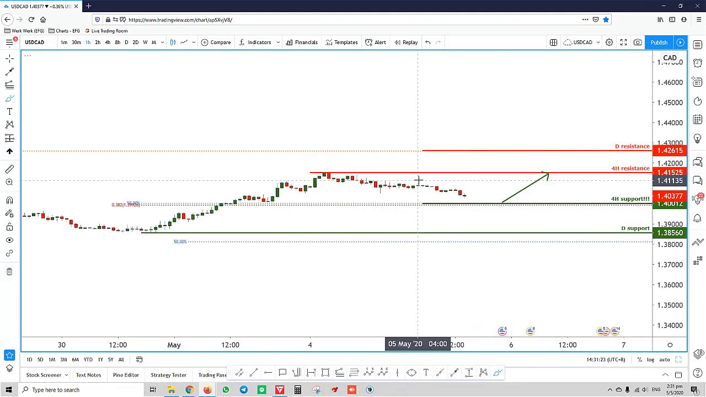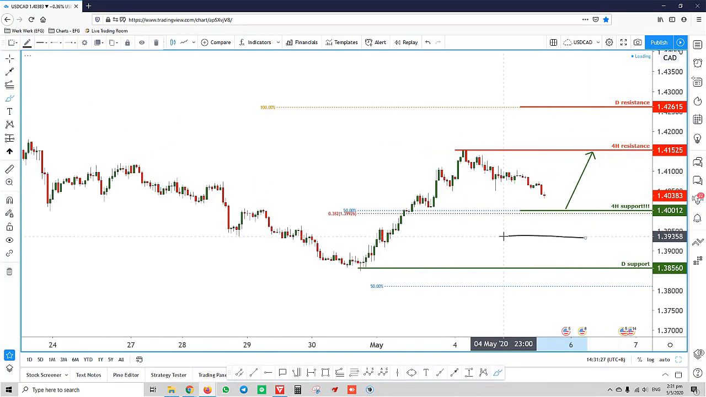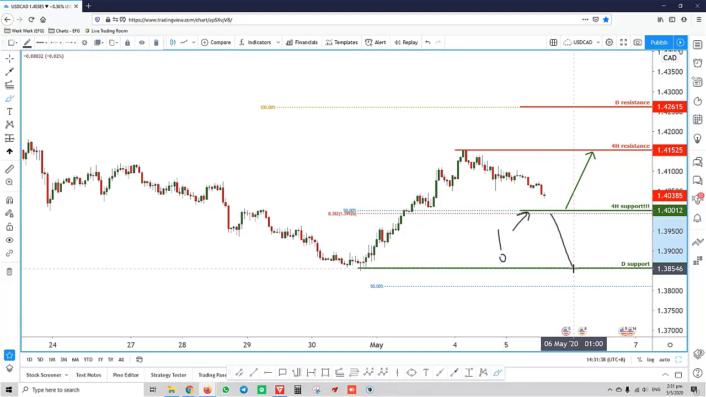So that's me going back to the 1 hour charts to give you guys the level once again. But having said that, this 1.40 level is a very important level. Please watch out for it. The moment there's a break and close below this level, I would immediately say my bullish idea is invalidated and play a short all the way down to the daily support. You just got to be patient.